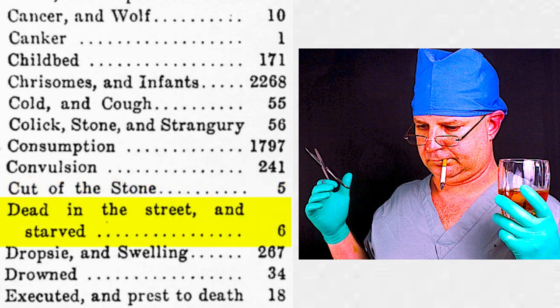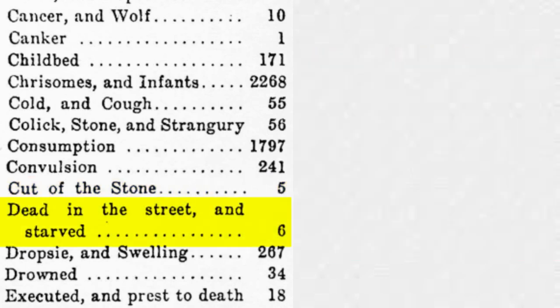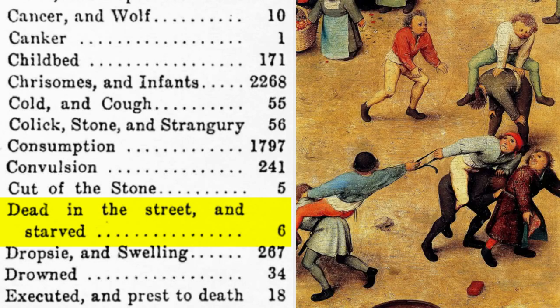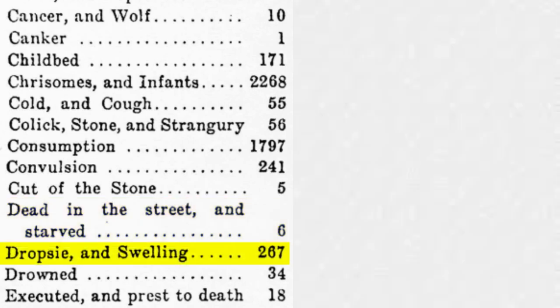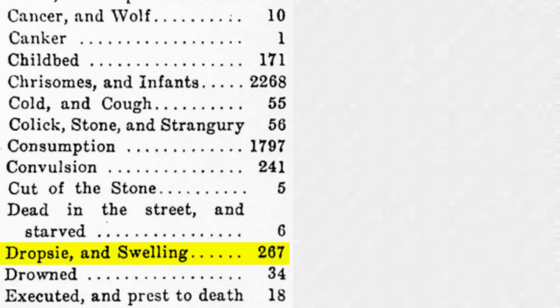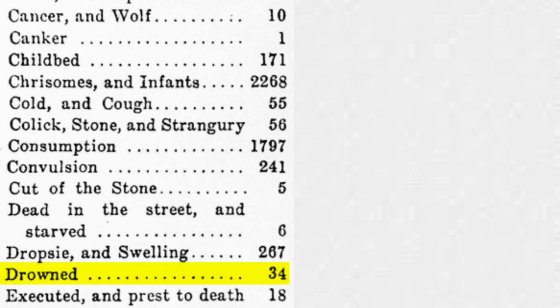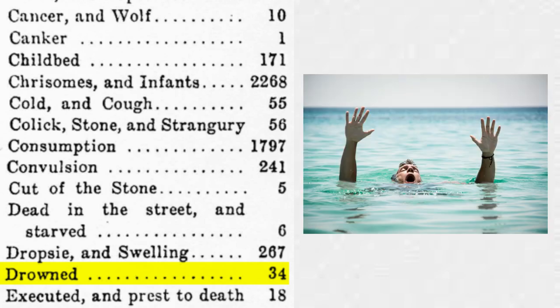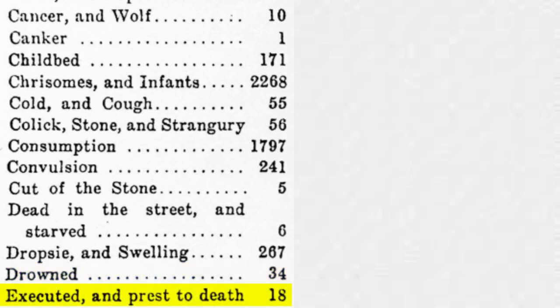6 were likely so impoverished that they are listed in the category for dead in the street and starved, which is actually the most accurate description on this whole list. 267 were killed by dropsy and swelling. While dropsy sounds like some sort of lovely clown who you would not want holding your child, it actually means swelling of the limbs, lungs, and brain. 34 drowned in some way, shape, or form, and 18 were executed or were pressed to death.